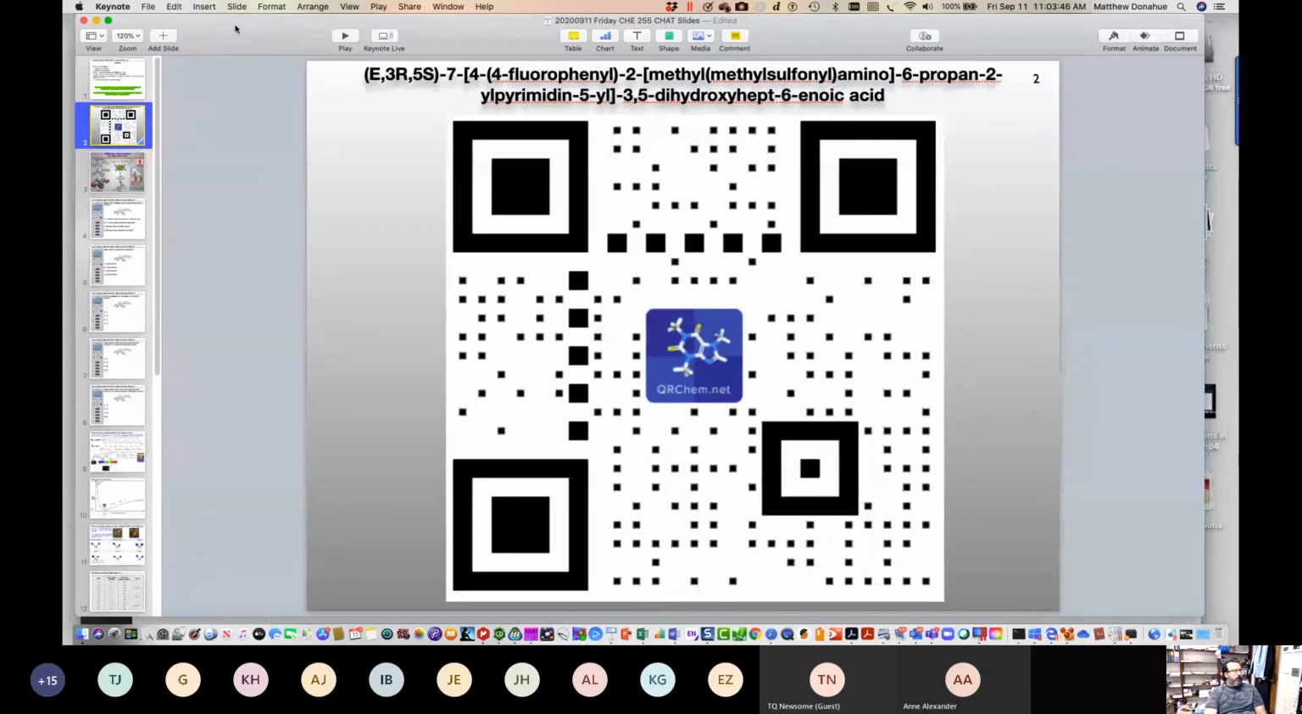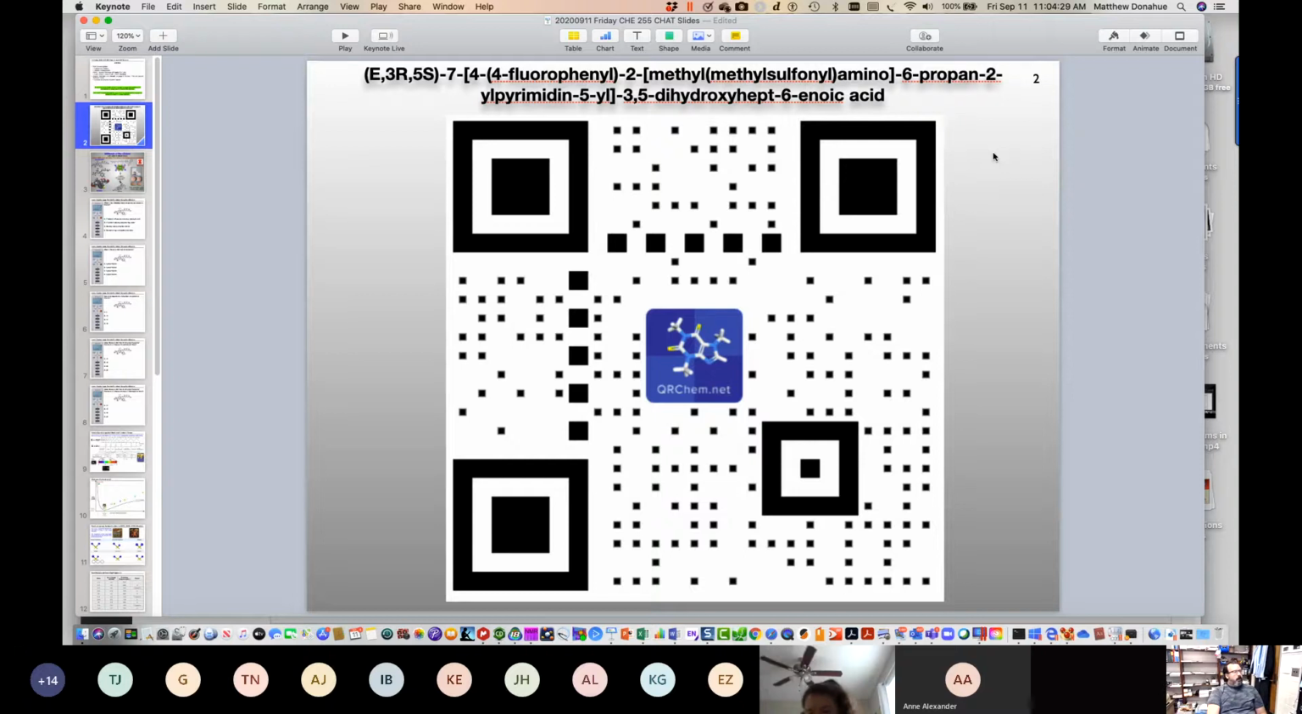Okay, so here is this molecule. If you open up your photo app on your phone or tablet and scan that QR code, it will bring up a molecule called Crestor. As you can see from the name on the slide here, this is the formal name of that compound. Crestor is the brand name that's sold by the company. The chemical name is shown, and you can see it's pretty long.